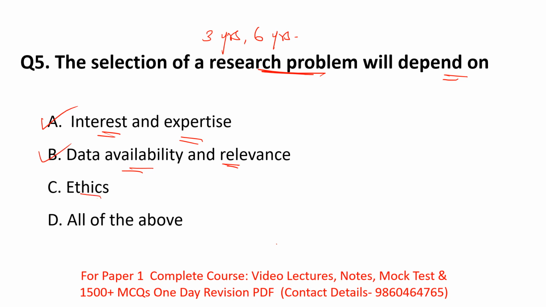Then option C, ethics. Yes, your research problem should depend on ethics, meaning your research problem should be ethical, not anything. Ethical means the problem is such that you can do your research and someone can read your research. So option C is also correct. All these three options are correct. That's why the correct option is option D, all the above.